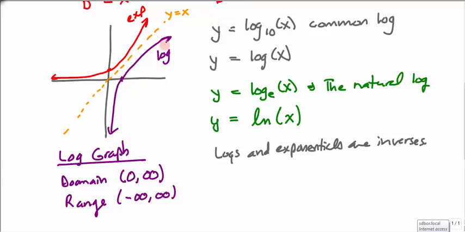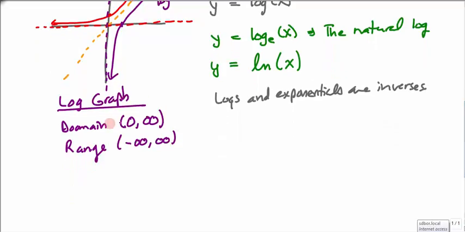Now the log graph, just like the exponential graph has a horizontal asymptote, the log graph has a vertical asymptote right here, and this is the line x equals 0, because I'm never going to cross this line. Okay, and it's just basically telling us that you can't take the log of a negative number. So that's an important thing to remember as well, because the domain is 0 to infinity. What that translates into is you cannot take the log of a negative number.